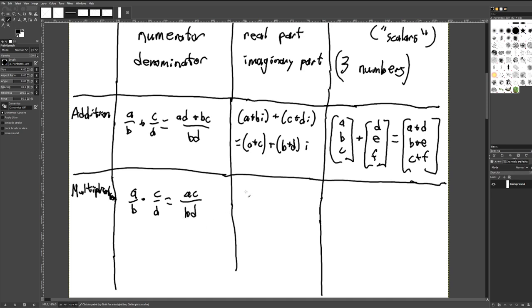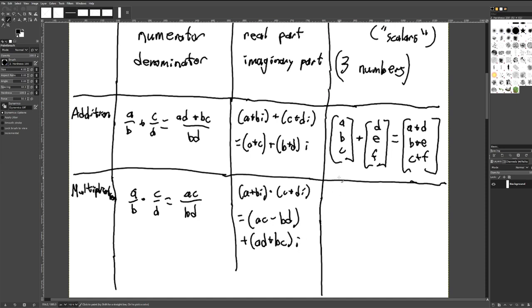And then if you have two complex numbers, multiplication is also pretty easy. If you have a plus bi times c plus di, and you multiply them, then you multiply the real parts, you multiply the imaginary parts and take the negative, because i times i is -1, equals ac minus bd plus the imaginary part, which ends up being ad plus bc i. So that's just how to add or multiply complex numbers.